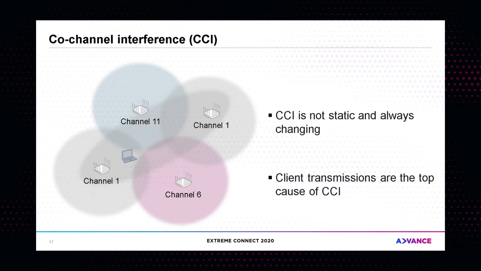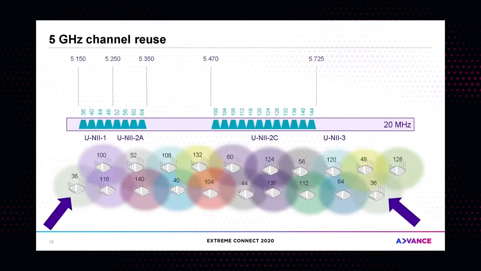But a client associated to one of the APs might be transmitting, and it might be heard by another AP and clients on channel 1, and it will affect their basic service set in their RF domain, meaning they have to defer. Clients are mobile, so CCI therefore is not static. And once again, you really can't prevent CCI in a 2.4 band. Now, you can in the 5 gigahertz band with proper design.